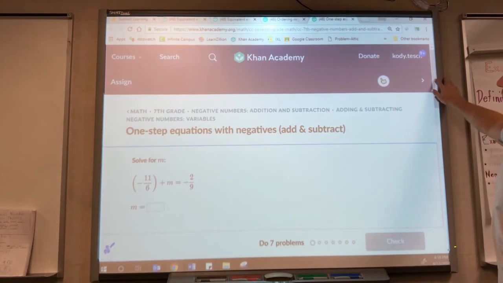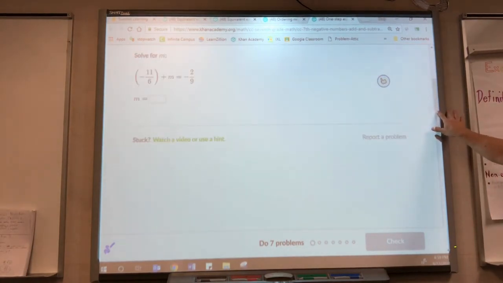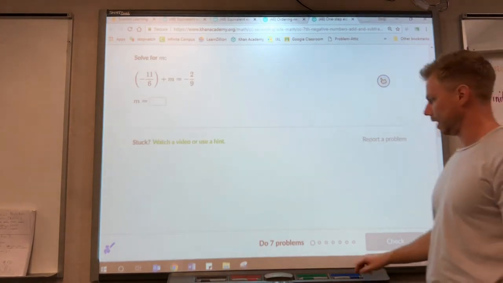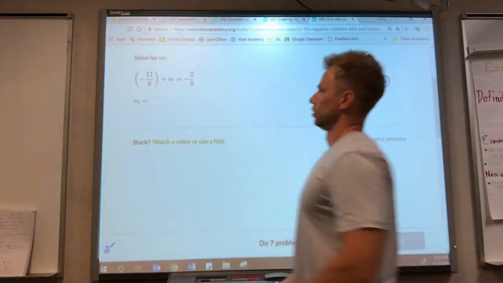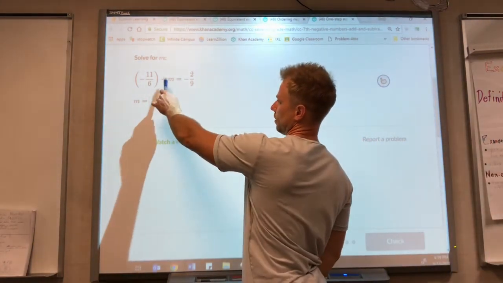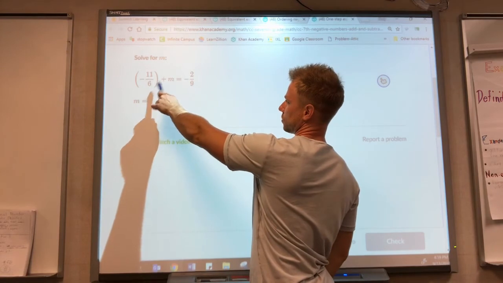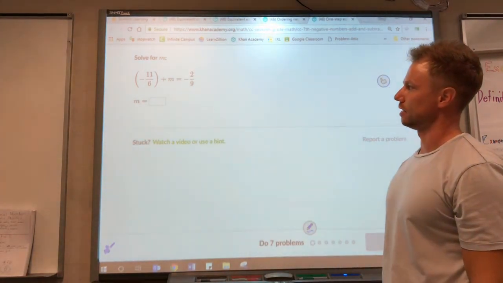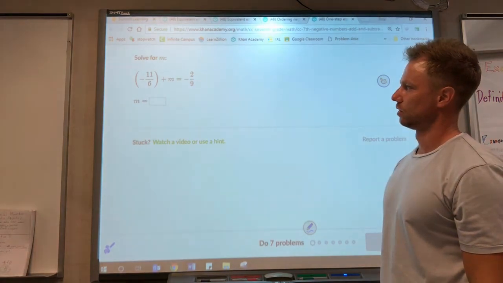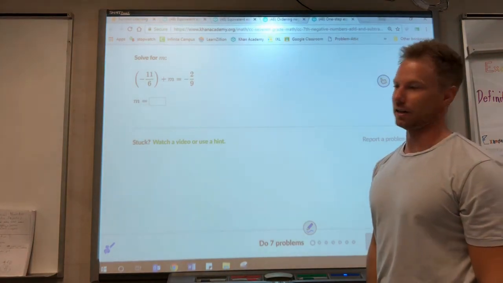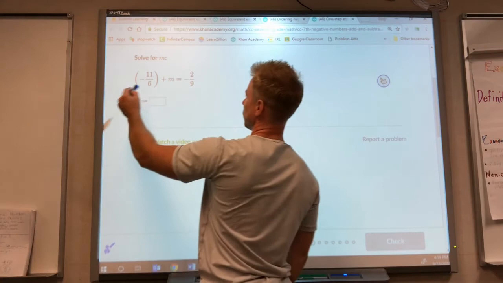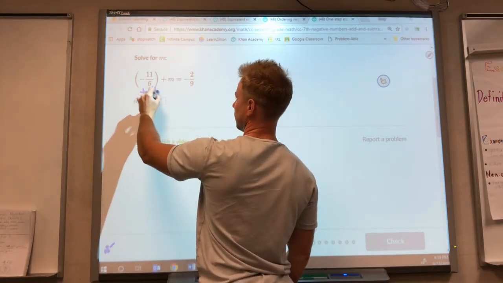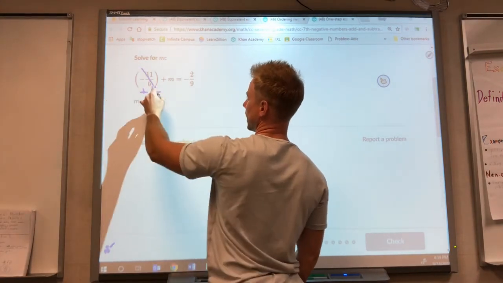And the last one for this, we need to solve for M. We need to get M by itself. Okay, so we have negative 11/6 plus M. To get rid of that negative 11/6, we would need to add 11/6. Since it's negative, we do the opposite. We add 11/6, and that's going to be 0.